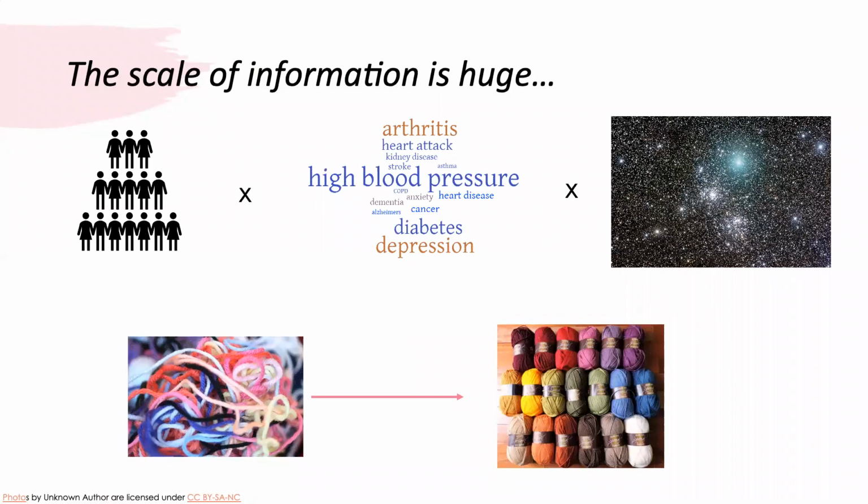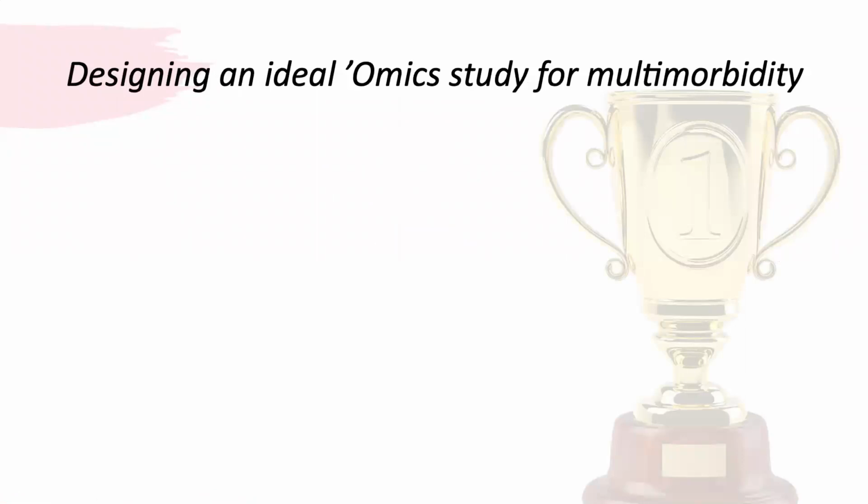So how can we possibly begin to untangle how all of this information is causing or contributing to the development of disease in different people? Well, we can use the omics tools, obviously, and we could design an ideal study that would help us to understand multimorbidity. We'd simply need to recruit some people. Well, thousands of people actually, because again, there's lots of different variations in people.